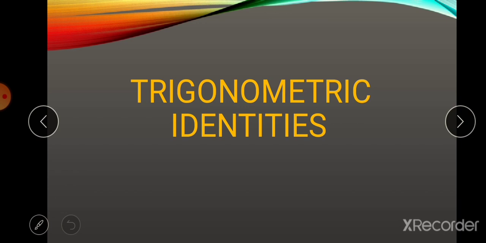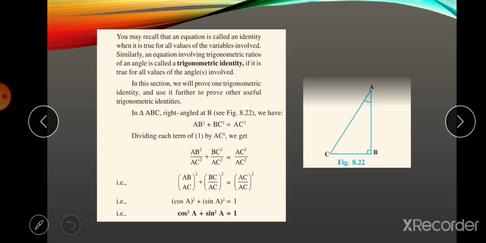In the same way here also, we are going to learn some identities, connections between the trigonometric ratios. So what is the first identity? The first identity is a very interesting identity, cos square A plus sin square A equal to 1. How can we prove this? For example, as we know from the Pythagoras theorem in a right angle triangle, AB square plus BC square equal to AC square. So divide the whole equation by AC square.